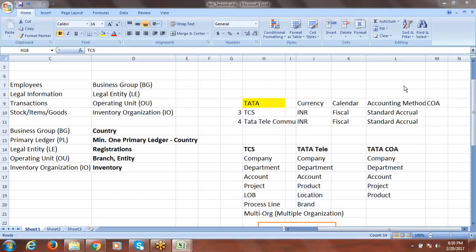Is it clear? Lakshman, yeah, clear. Fine. Any other questions?